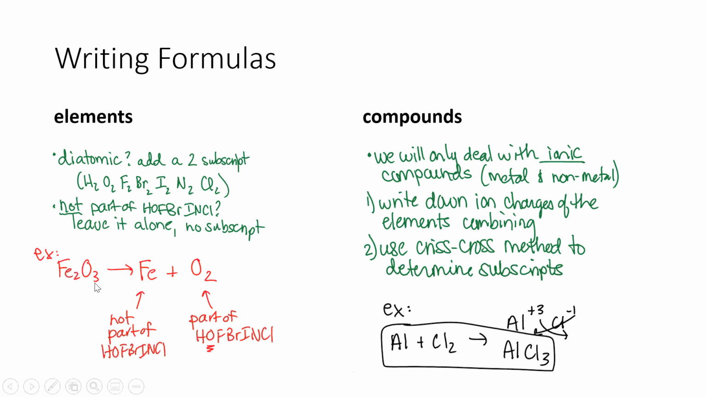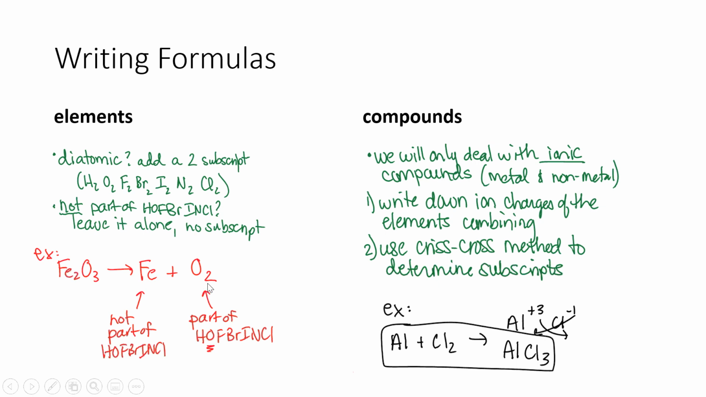Iron oxide, when it decomposes, will form iron and O2. Notice how Fe, it's not part of the Hofbrinkel, so there's no subscript here. We just write Fe. But oxygen is part of the Hofbrinkel. That means it's diatomic, which means it comes in pairs. So oxygen gas is O2.